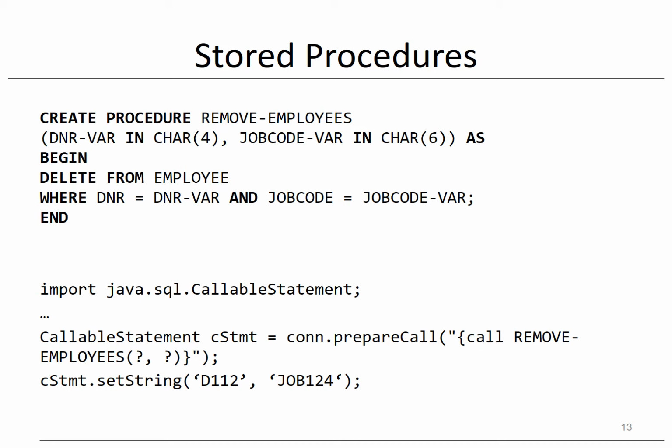This call will ensure that all employees who work in the department D112 and whose job code is job124 will be removed from the employee table. Note that a stored procedure can also return results to the Java program, which can then be processed using a JDBC result set object.